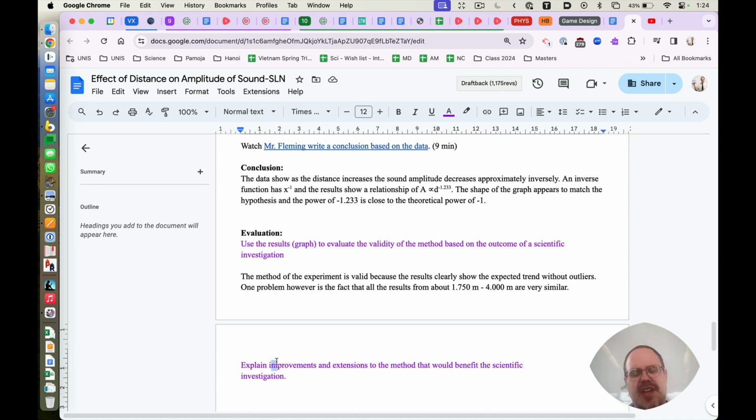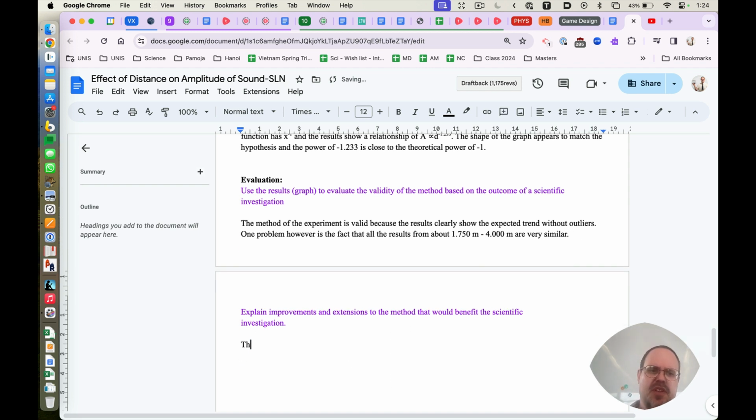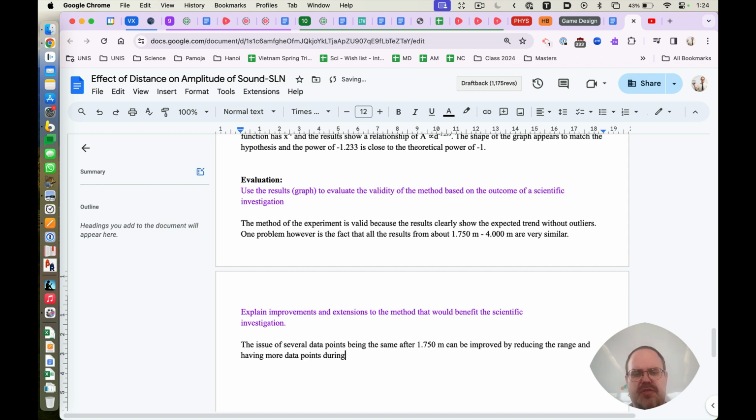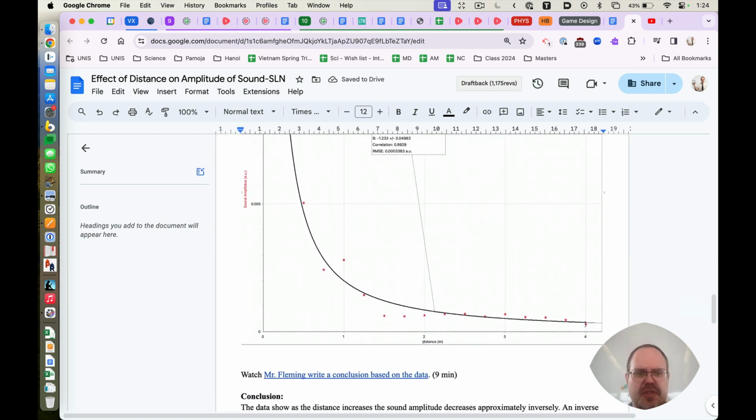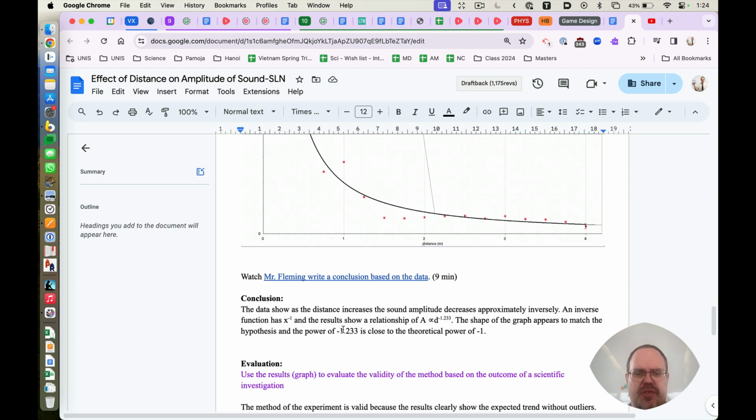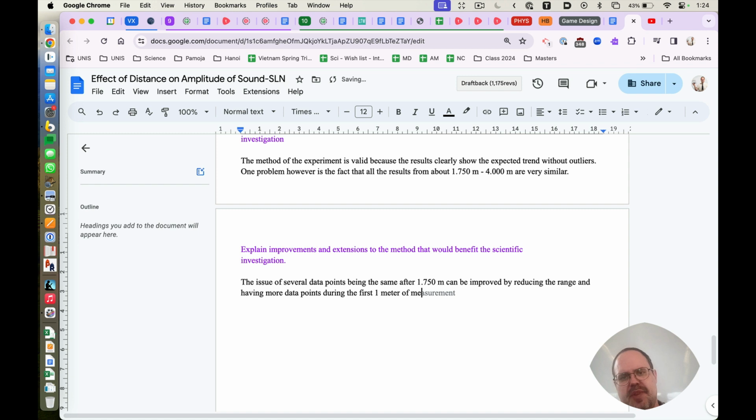Again, explain improvements and extensions. So we could have a separate paragraph, or I can put that right here. I would put it right here. Or maybe over here, we'll see. The issue of several data points the same from after 1.75 meters can be improved by reducing the range and having more data points during the first 1 meter of measurements.